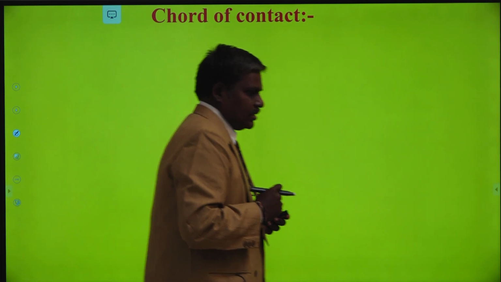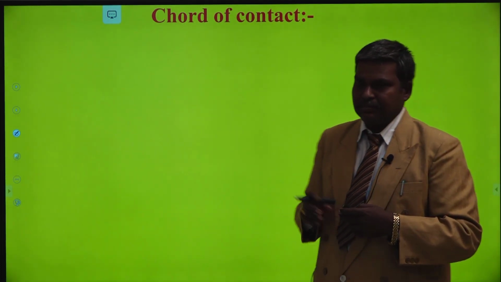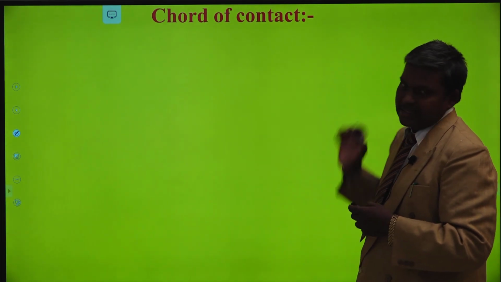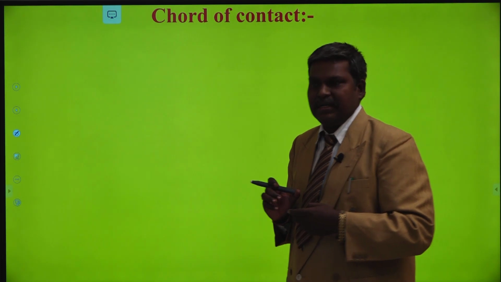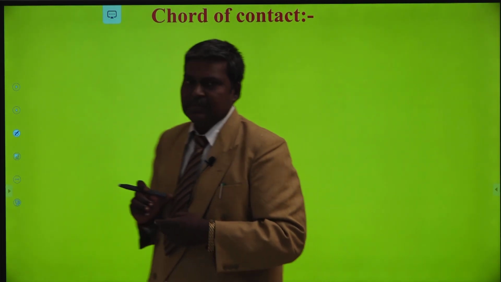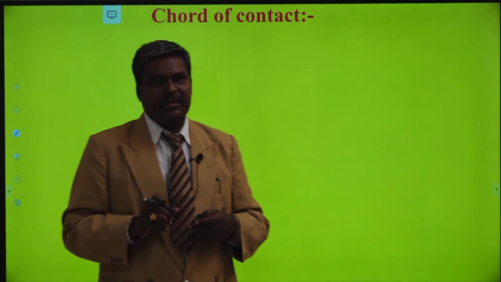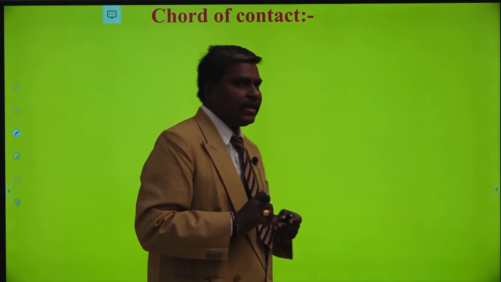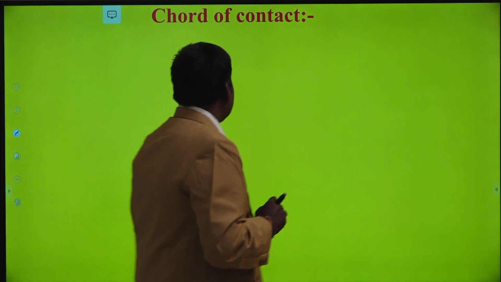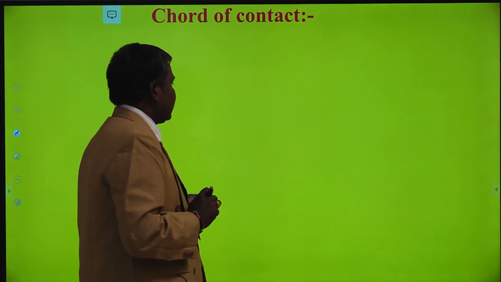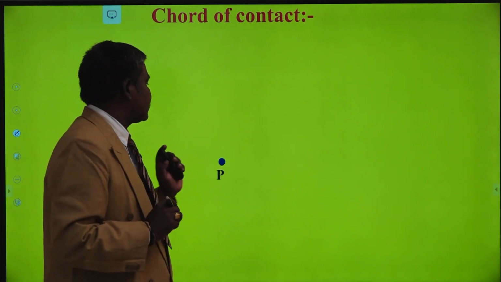Chord of contact. What is the chord of contact? It is not chord, it is chord of contact. This is defined for a point with respect to a circle. Your point must and should be outside of the circle. Then only the chord of contact is defined. So, the chord of contact is defined in this manner. Let us see. Consider any point which is outside of my circle.